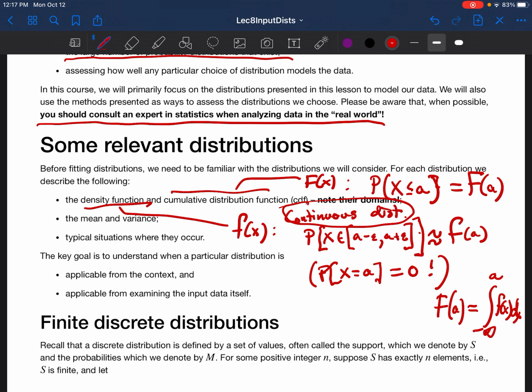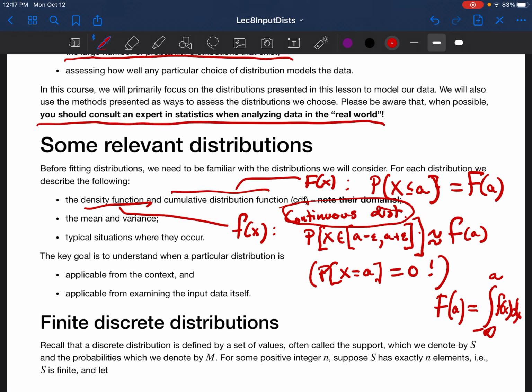Okay, the key goal here, now that we have some of this information, is to understand when a particular distribution is applicable from the context, and when it's applicable from examining the input data itself. And we're going to talk about complexity here too. And complexity, of course, is a very context-laden definition where we're going to talk about what that means.